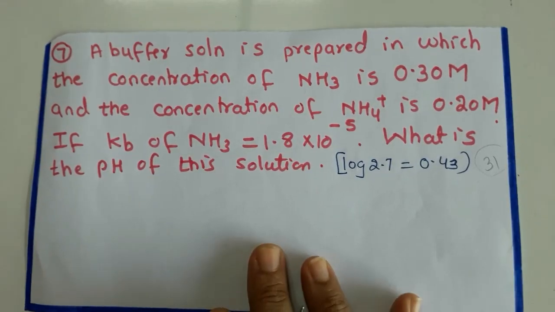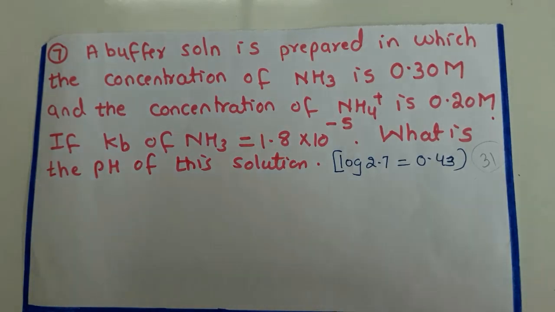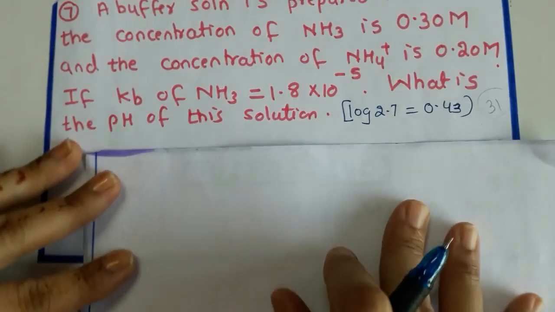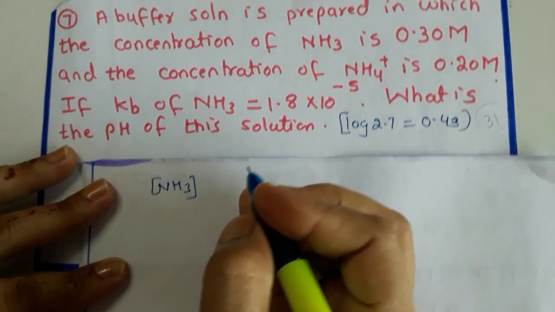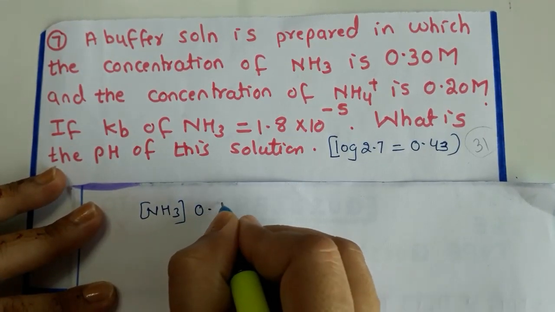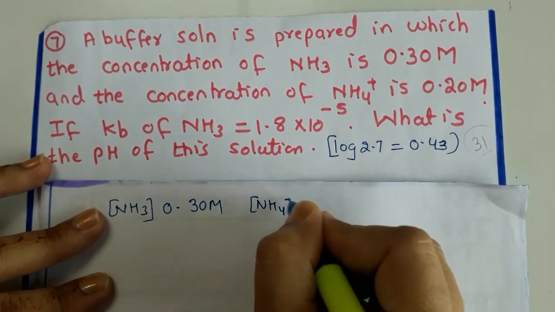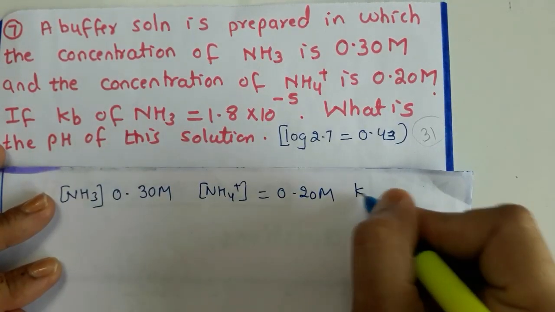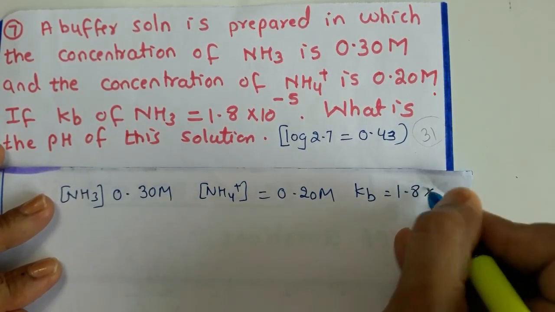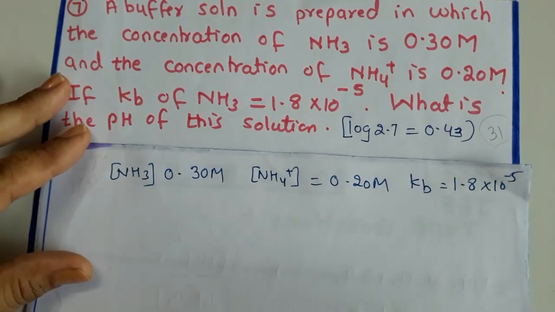Here we have another question, that is buffer solution is prepared in which concentration of ammonia is given 0.30 molar and the concentration of ammonium is also given, it is 0.20 molar, and Kb value is given 1.8 into 10 raised to minus 5. So what is the pH of the solution?